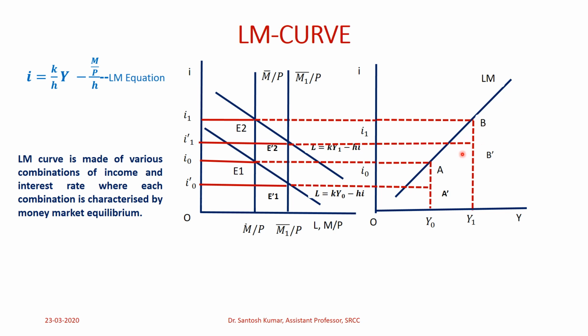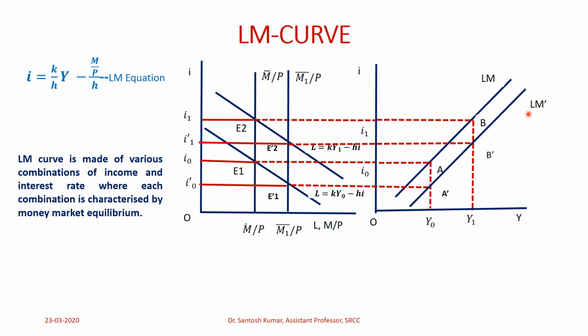Okay, so similarly, with increased money supply, we can again find various combinations of income and interest rate by assuming various levels of income and correspondingly various levels of equilibrium interest rate, right? So if we join A dash and B dash, what do we get? We get a new LM curve, right? So this is what your new LM curve is. Let us call this LM prime, right?